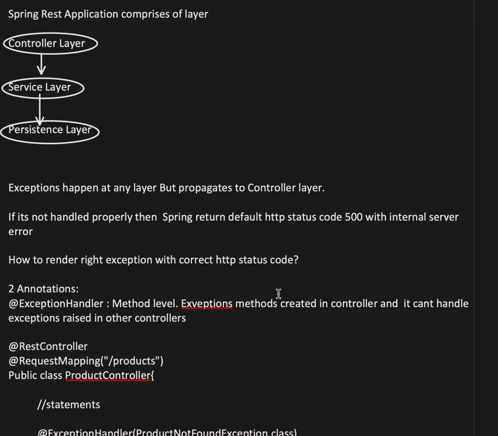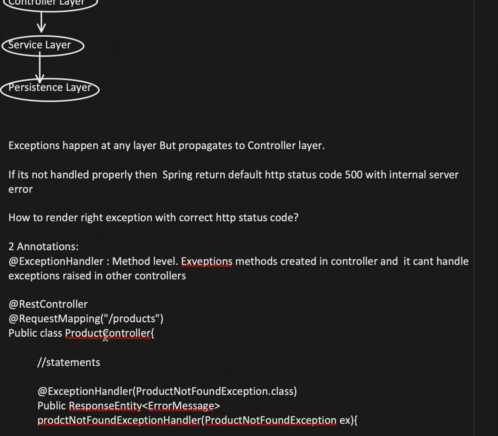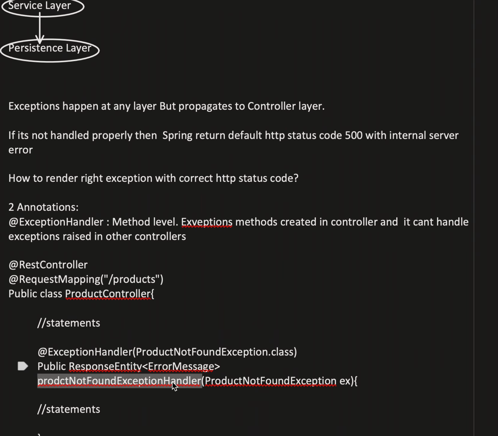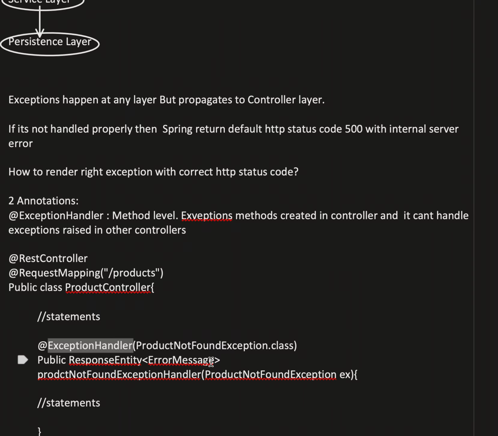So how do we handle these exceptions in Spring Boot REST applications? To handle these exceptions, we have @ExceptionHandler and @RestControllerAdvice. The @ExceptionHandler annotation is a method-level annotation. If you are creating an exception handler method, then you can annotate that method with @ExceptionHandler and the specified exception name, so that the exception comes to this method to be handled properly with a proper error message.